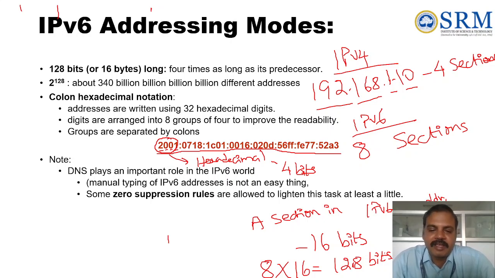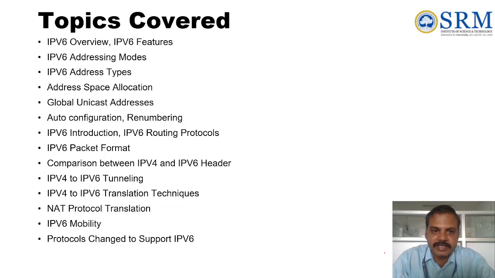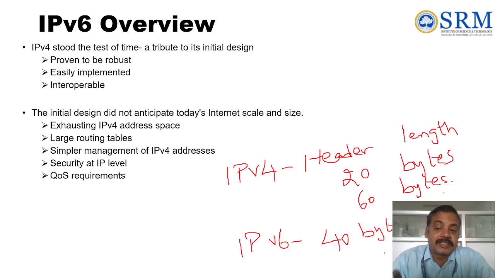But in a better way, we can also compress the IPv6 address. Those things will be seen in a separate video: how we can compress the IPv6 address. So in this video, we just started with IPv6. What is the motivation behind IPv6? The very first motivation is that the number of addresses available in IPv4 is not at all sufficient. So we have to increase the address length and add more addresses. That is the first motivation.